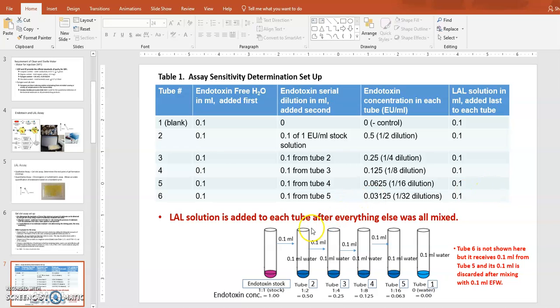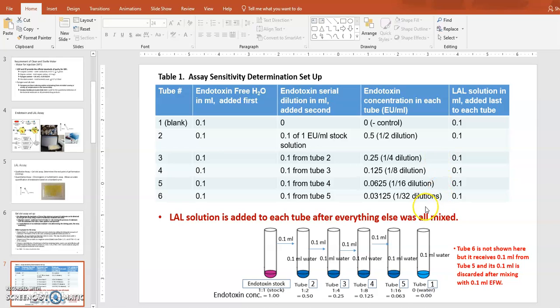So after creating a serial dilution of your endotoxins, here you should have 0.5 EU per mL, 0.25 EU per mL, 0.125 EU per mL, 0.0625, and if you have the 6th tube, that'll be 0.03125 EU per mL. So you created a serial dilution of endotoxin there, right? And tube 1 has no endotoxin, there's 0 endotoxin there. So that's what you have done there.